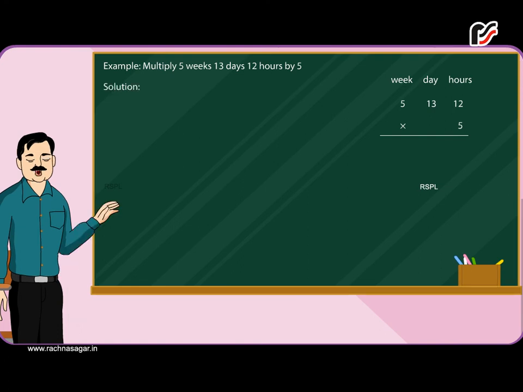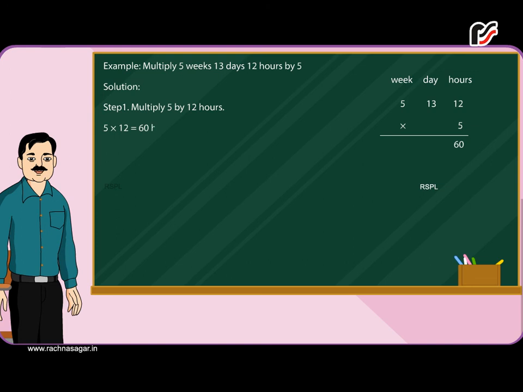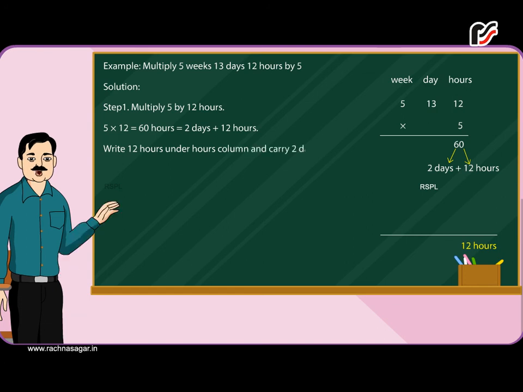Solution. Step 1. Multiply 5 by 12 hours. 5 into 12 equals 60 hours equals 2 days plus 12 hours. Write 12 hours under hours column and carry 2 days to the days column.